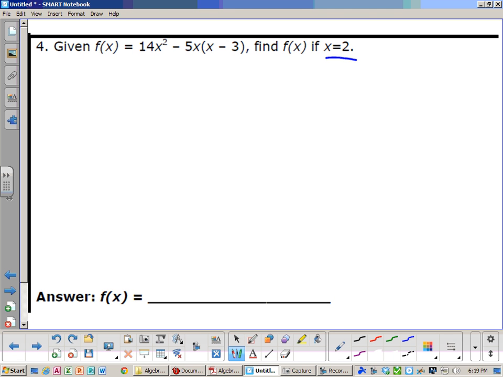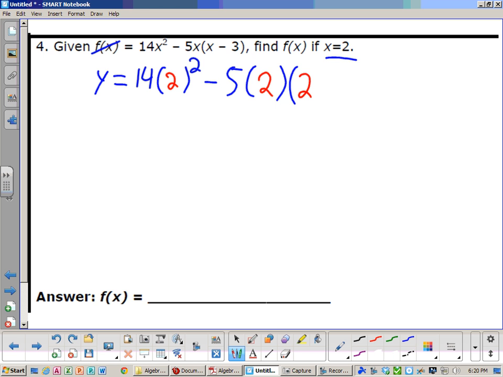x equals 2. So a real simple problem. That's just going to be y is equal to 14x squared, oops, except we're not saying x anymore. We're going to call it 2. Squared minus 5 times, instead of x, we're going to call it again 2, times the 2 minus 3. Notice every single time I saw an x, I replaced it with 2. That's substitution right there. After you do substitution, this is easy.